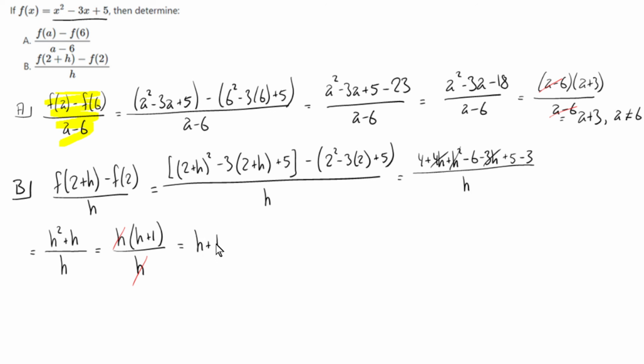And of course, again, we're dealing with a rational expression where we cannot have a 0 in the denominator. We have an h in the denominator, which means that our restriction here is going to be that h cannot equal 0.